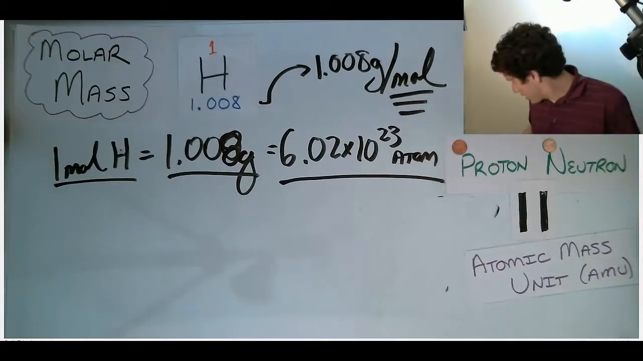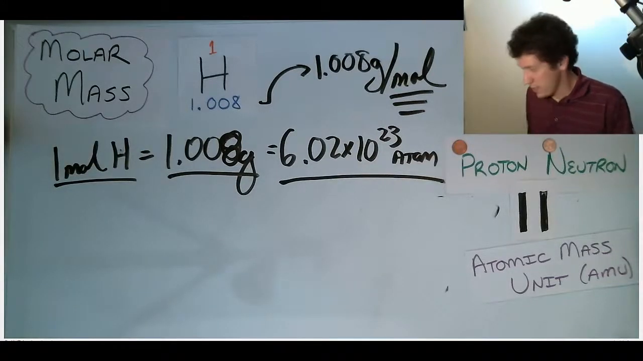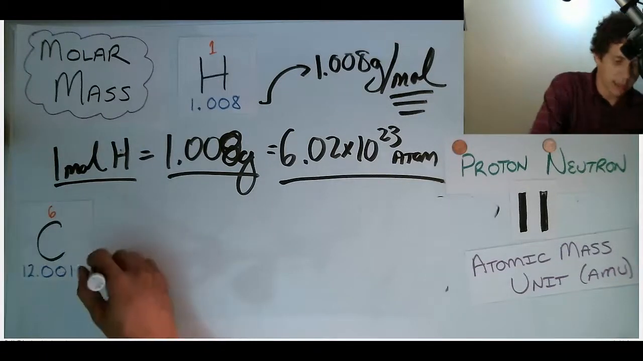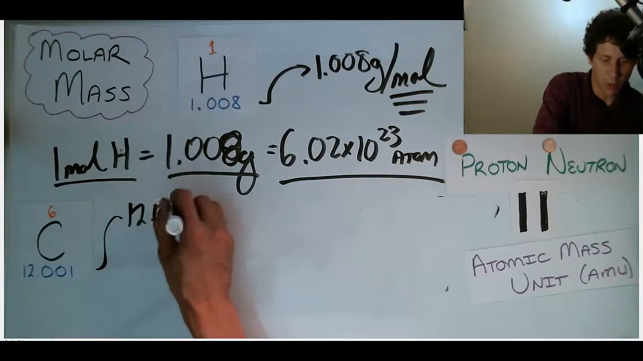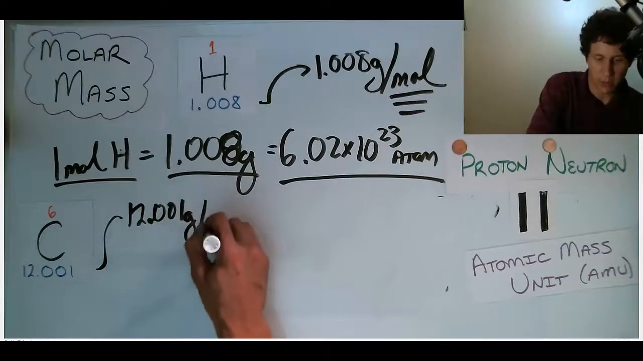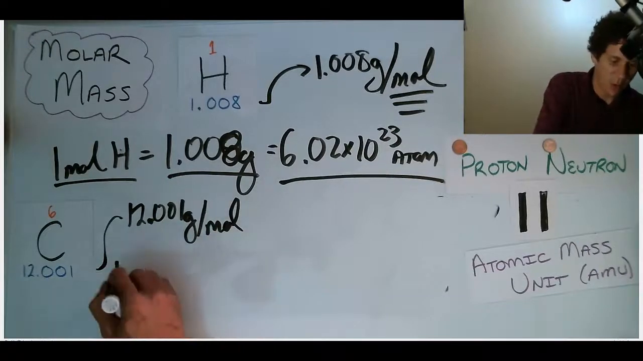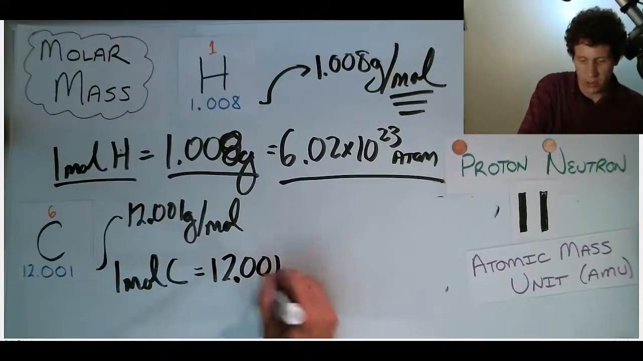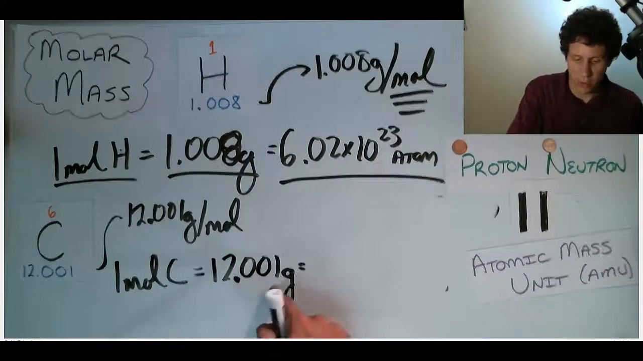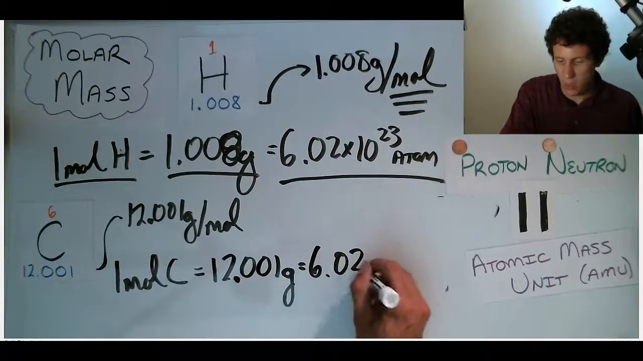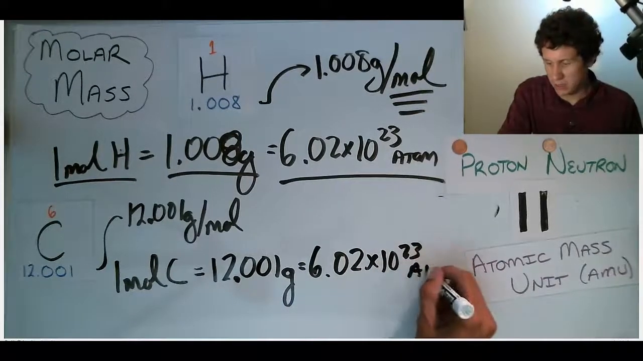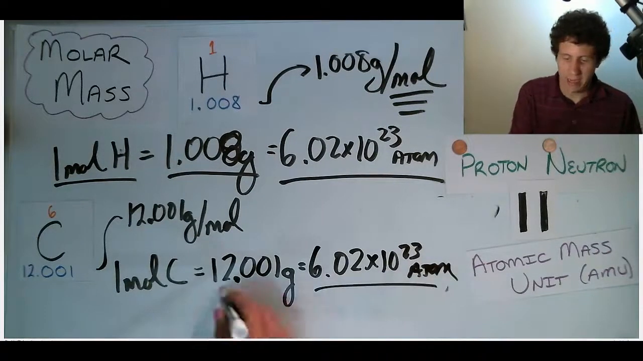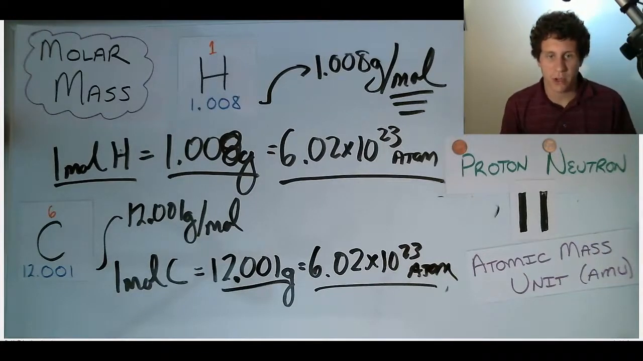We can do this for a number of elements on the periodic table. For instance, carbon, a particularly important one. I know that carbon has a mass of 12.001 grams per mole. That means for every 1 mole of carbon I have, it will weigh 12.001 grams, and 12.001 grams of carbon will give me 6.02 times 10 to the 23rd atoms of carbon. So if I wanted to know how many atoms I had in a given amount of carbon, I now have a ratio that I can use.